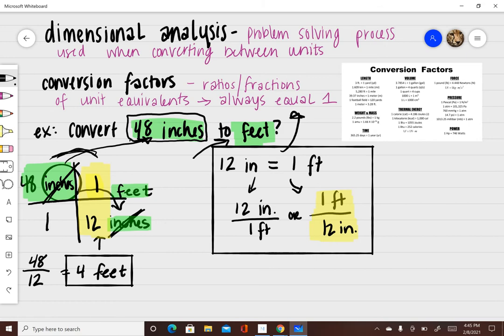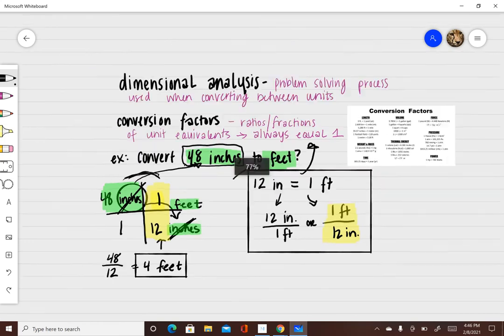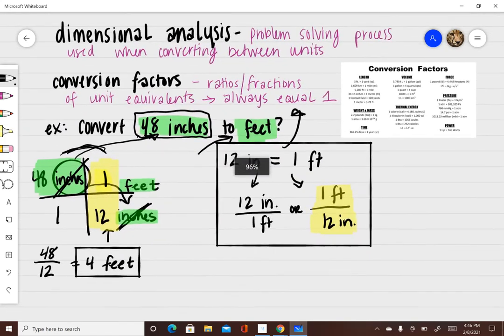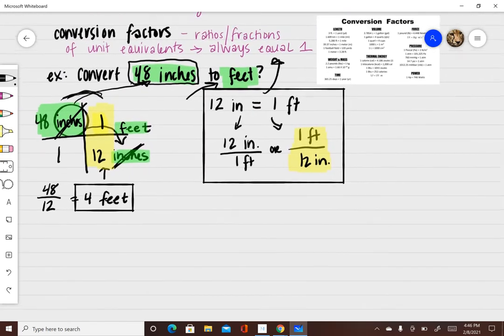So that's my first problem for something that's pretty simplistic. Okay? But I want to be able to follow along those steps.